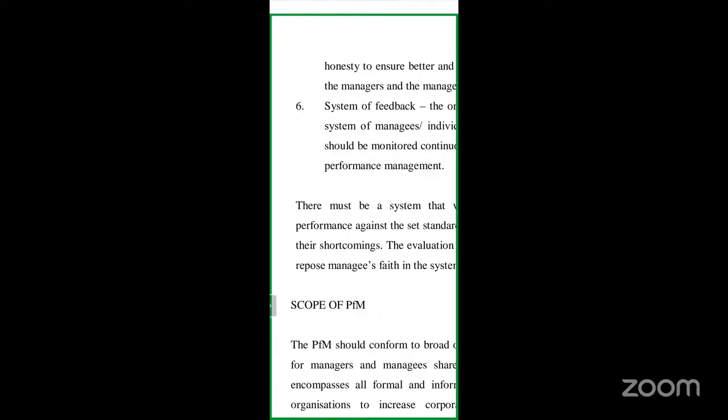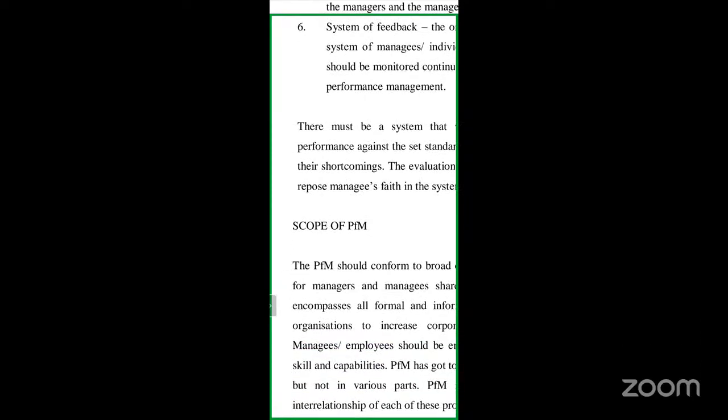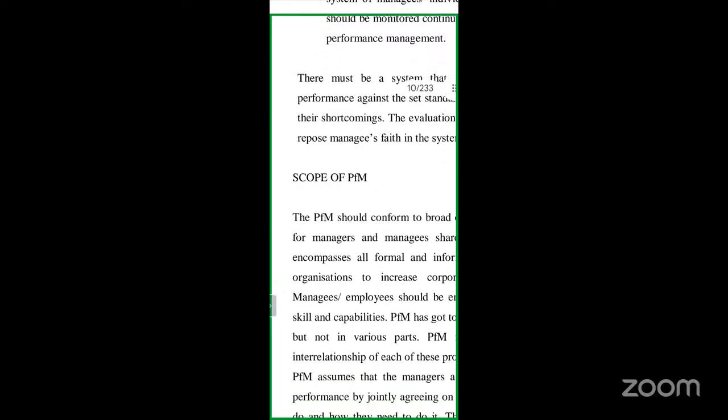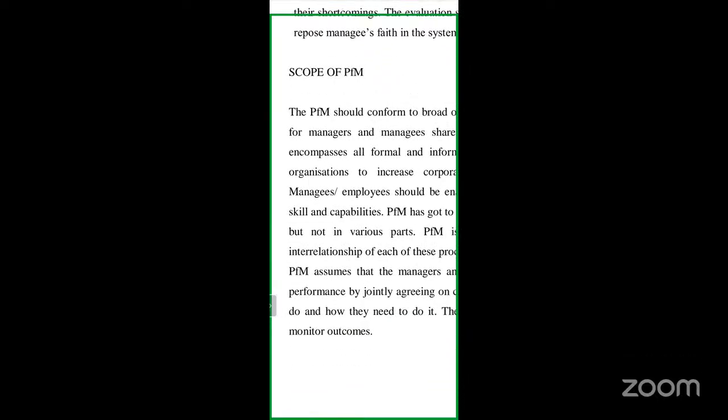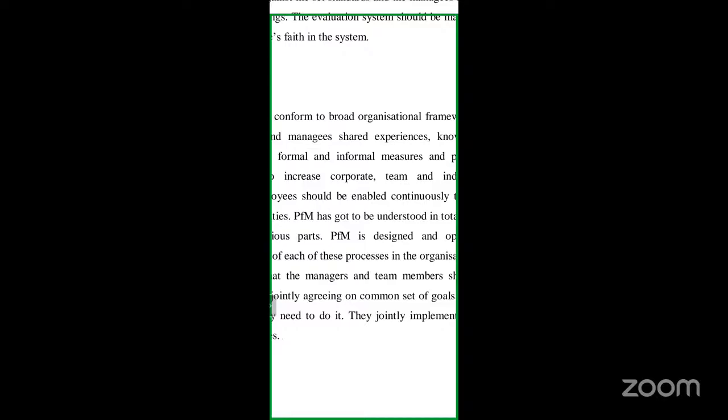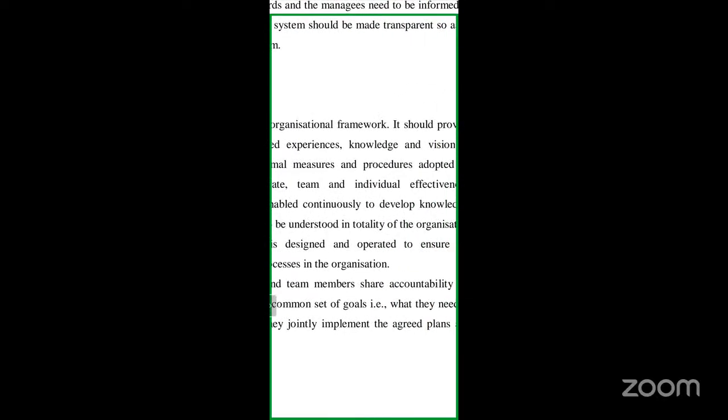Why are we studying good performance? Because unless we have a good performance, we can't achieve our goal. Each and every organization or institution or department fixes their plans or their scopes beforehand, before starting the process. Then comes the scope of performance management. Performance management should conform to the broad organizational framework. What we have just studied all comes into this organizational framework.